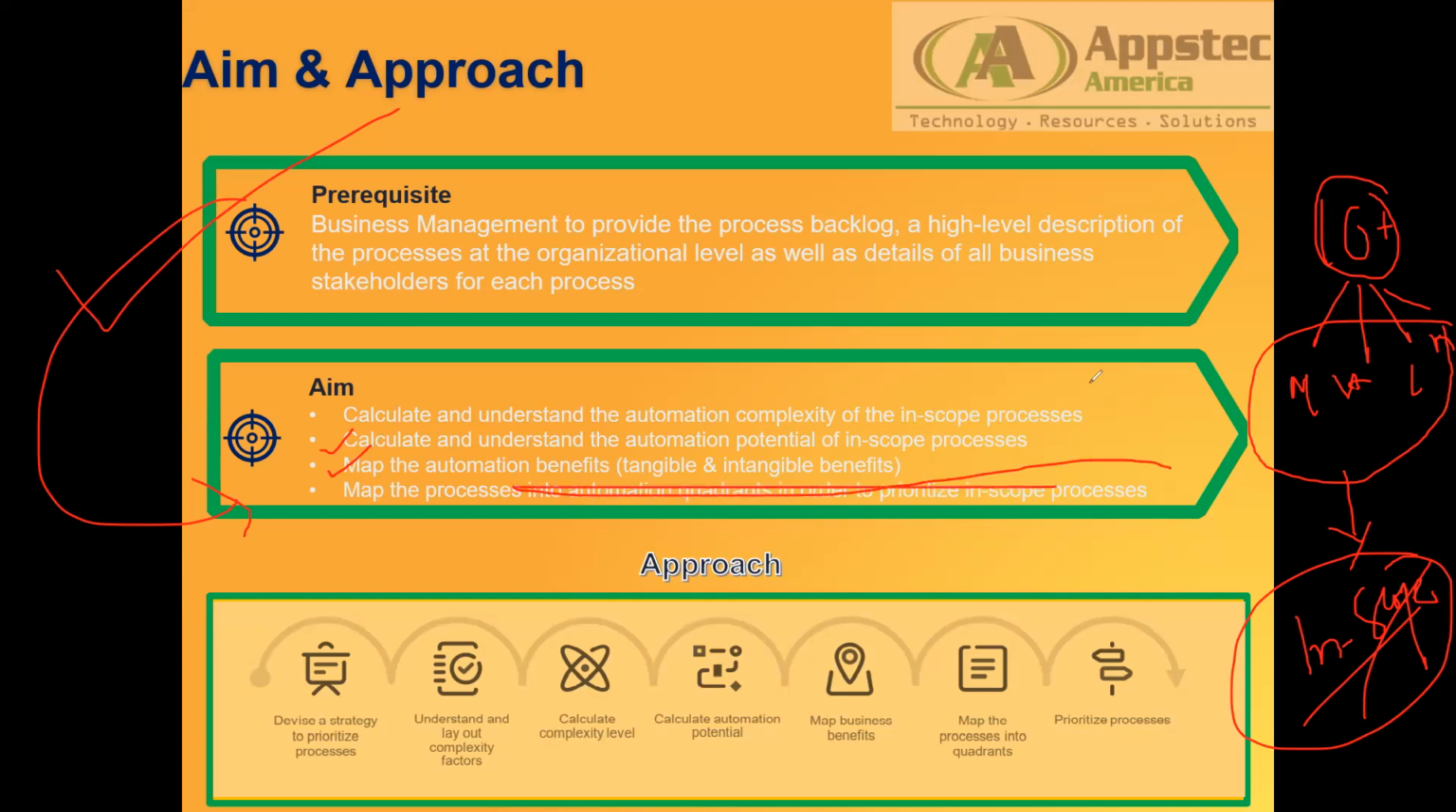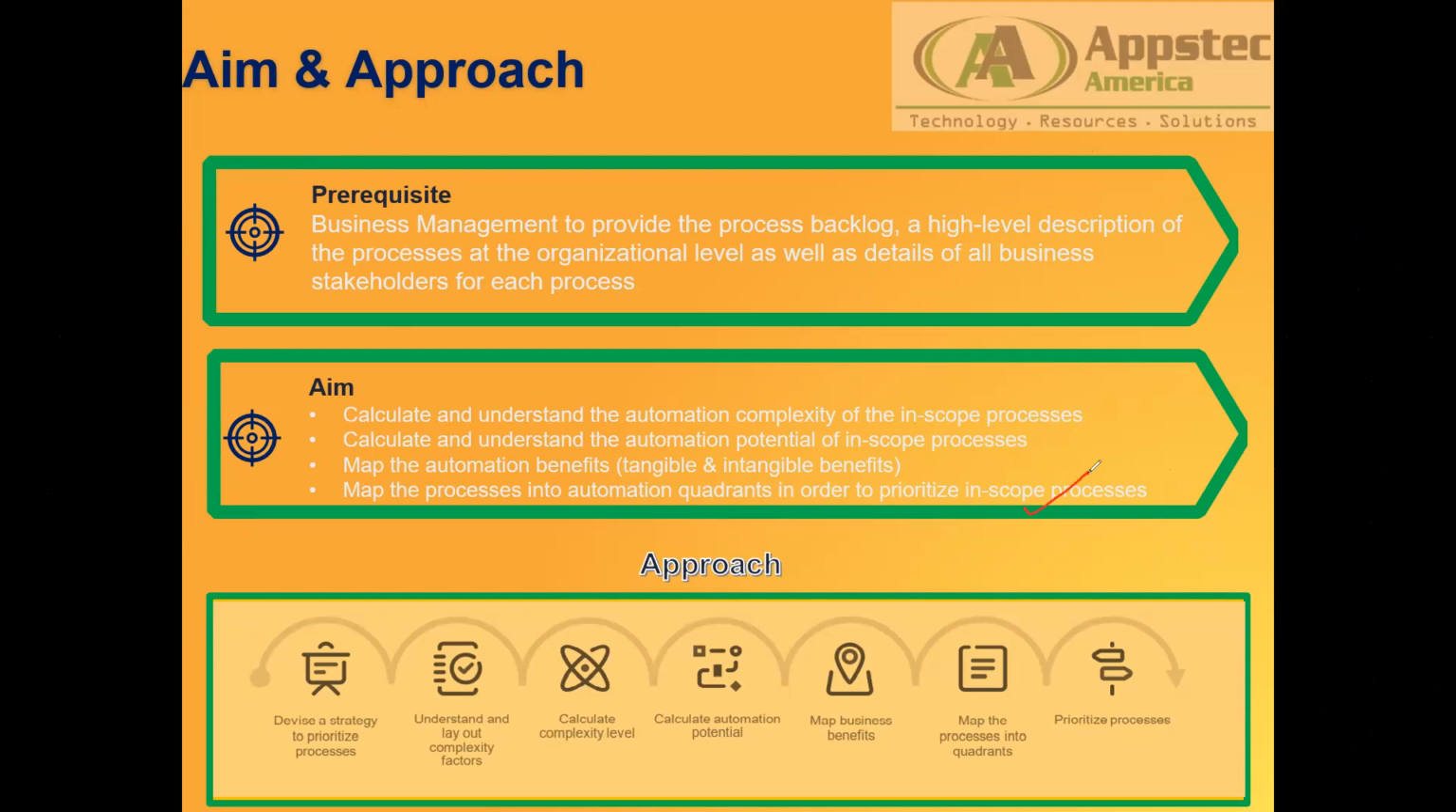So what is the automation quadrant for us? Now, this is the prerequisite. We have the prerequisite done, we have the aim done. Now we have to understand what is the approach. So approach means I should have a strategy, the path or the pipeline that I'm going to follow in order to work for all these projects, right?